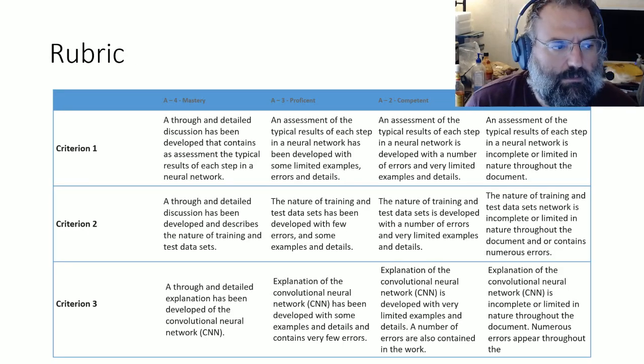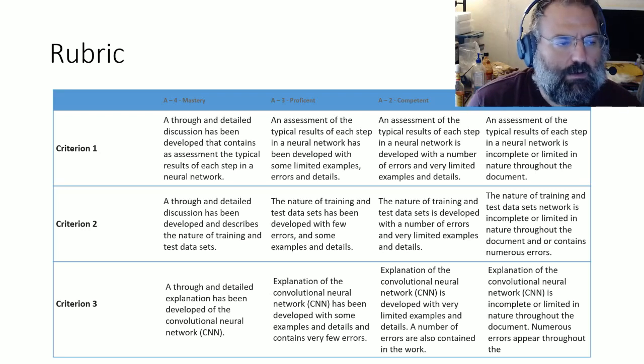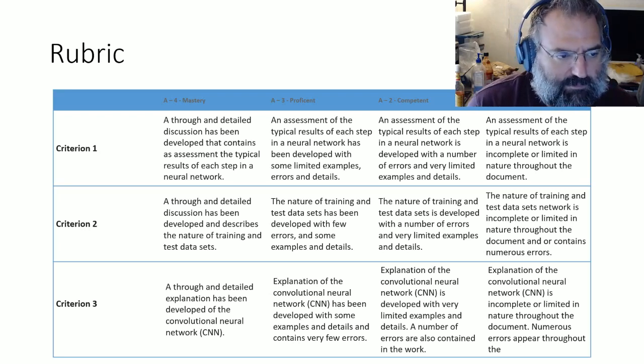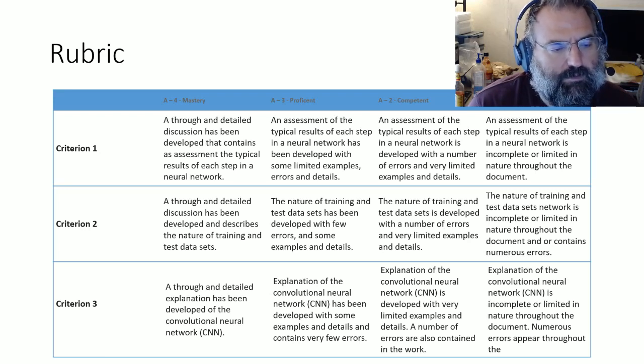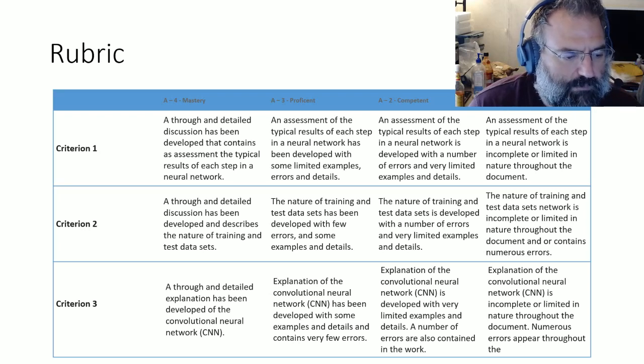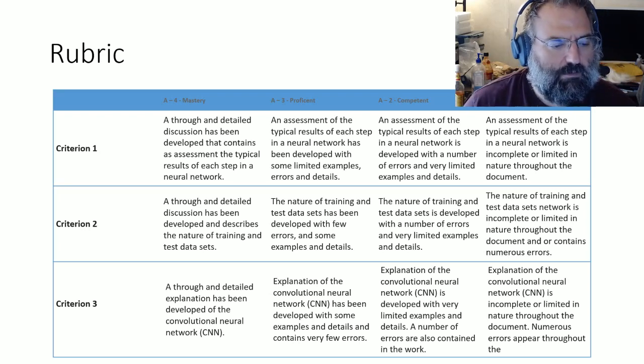The criteria, there's 3 of them. A thorough and detailed discussion has been developed that contains an assessment, that includes the typical results of each step in a neural network. That's a typo that wasn't from me. A thorough and detailed discussion has been developed and describes the nature of training and test sets, and that's basically that second bullet point, and then a thorough and detailed explanation has been developed of the convolutional neural networks.